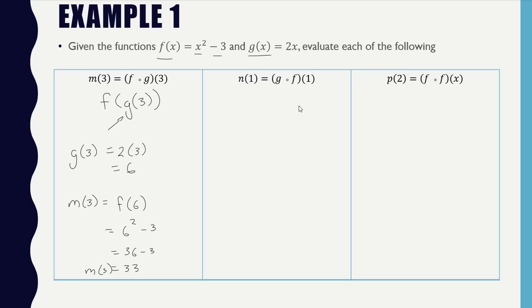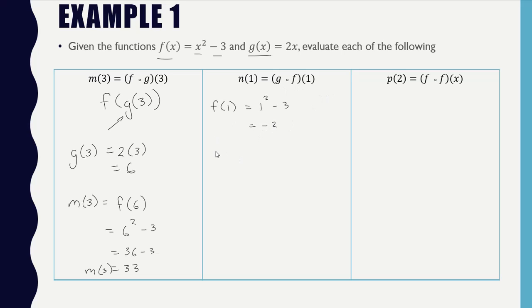Let's take a look at our second question. So n of 1 is equal to g of f of 1. So again, we've got a composite function. So I'm going to figure out what f of 1 is first. So f of 1, so that 1's going to replace our x values here in f of x. So it's going to be 1 squared minus 3. Well, 1 squared is 1, minus 3 is negative 2.